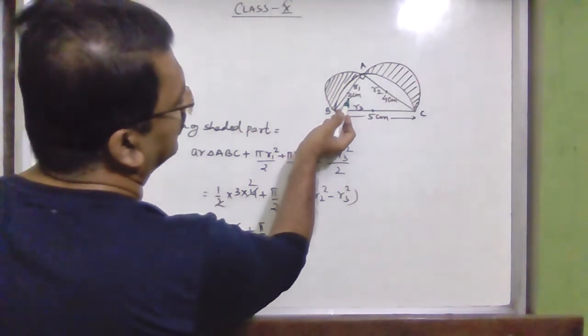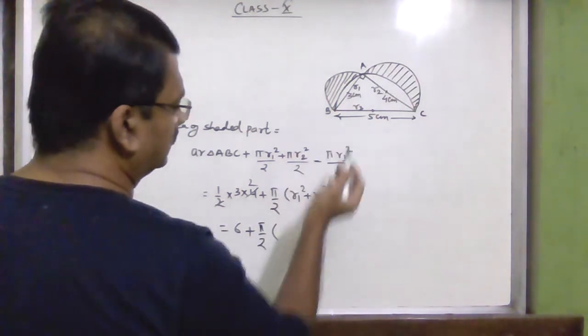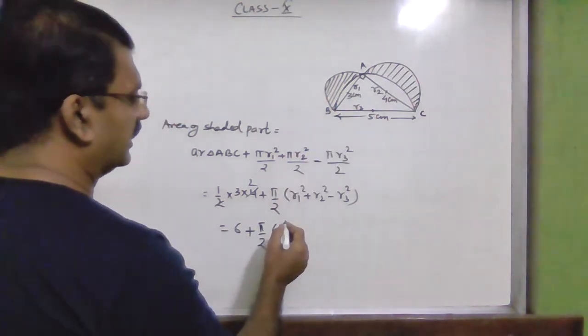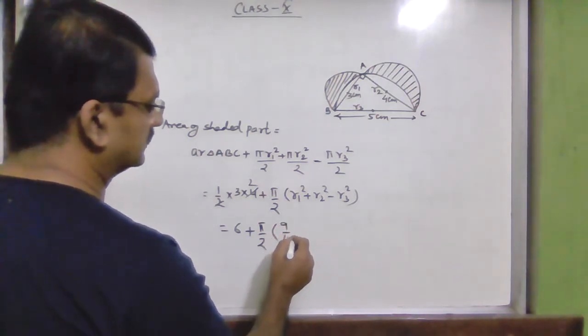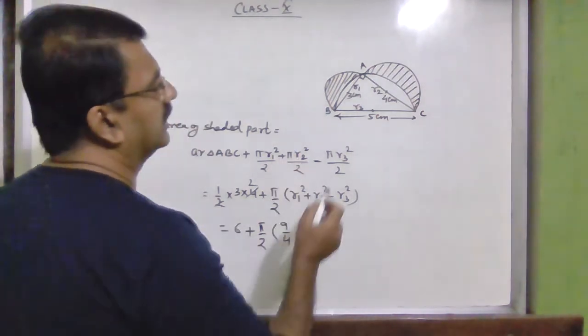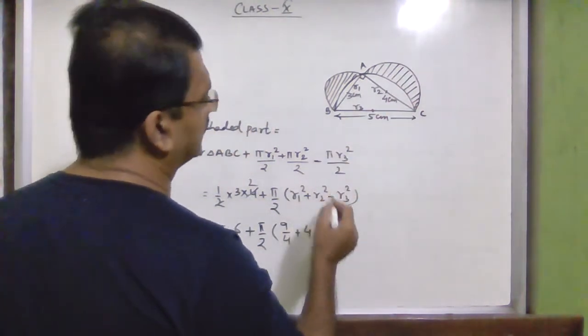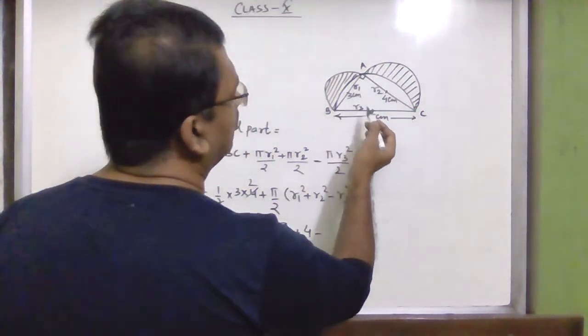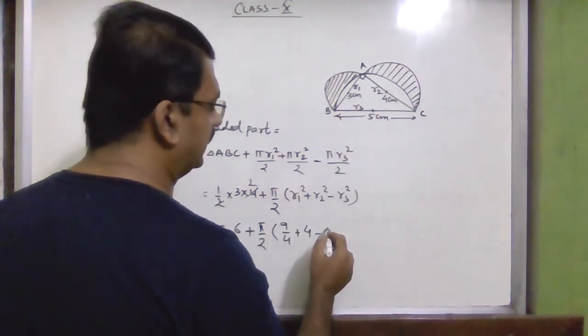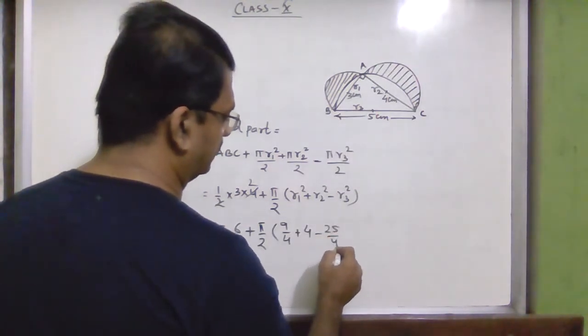R1 is what? 3 by 2. So 3 by 2 square will be 9 by 4. R2 square: R2 will be 2, and 2 square is 4. And R3 square: R3 will be 5 by 2, and the square of that will be 25 by 4.